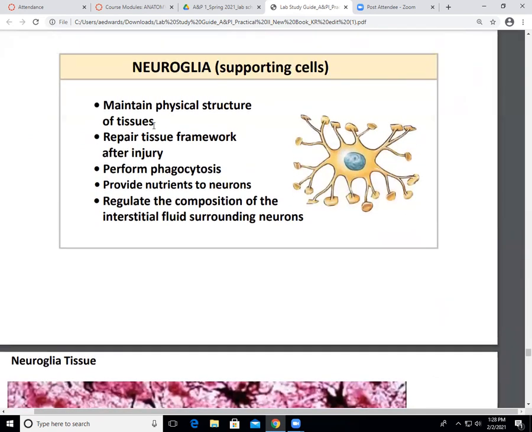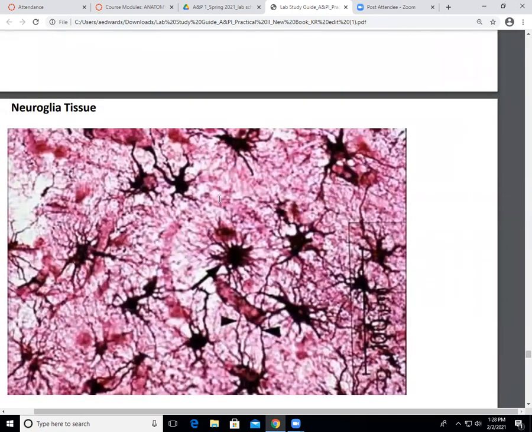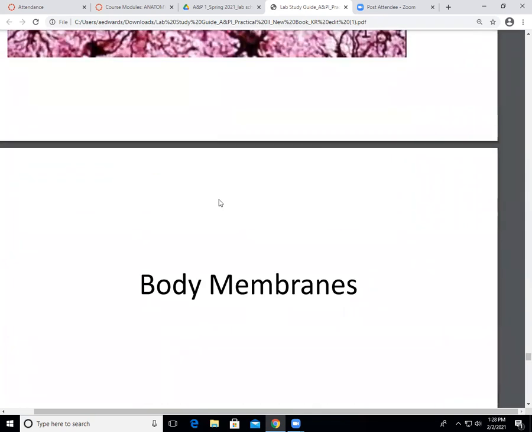They maintain physical structure in the tissues. They can repair tissues when they're injured. They can perform phagocytosis, which means they can eat things that are bad for your cells. They can give your neurons nutrients, and they can regulate the composition of the fluid around the neurons. Again, here's another view of the neuroglia.